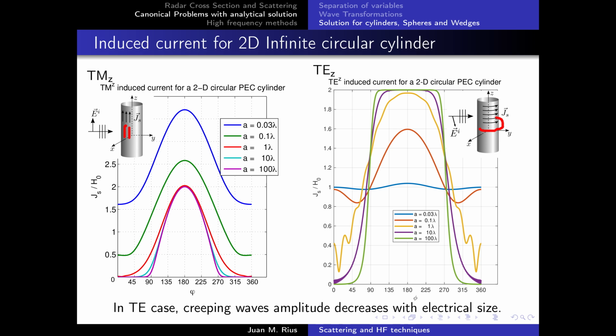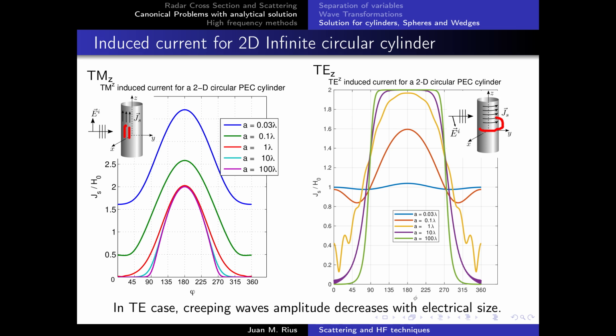It is important to note that all these effects are present only in high frequency. That is, when the radius of the cylinder is large compared to the wavelength, and large means 1 lambda or more. In the case of a small radius, for example 0.03 lambda or 0.1 lambda, we observe that the current is almost constant around the cylinder, and we cannot distinguish between the current in the illuminated region, that is called the physical optics current. More about this later in the high frequency techniques section of this chapter.